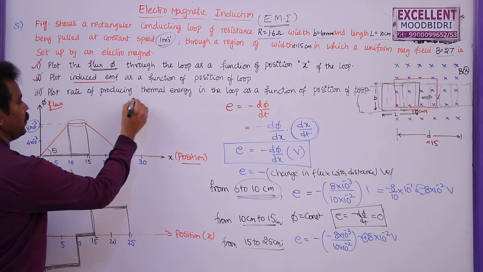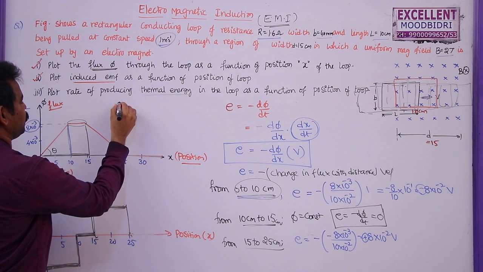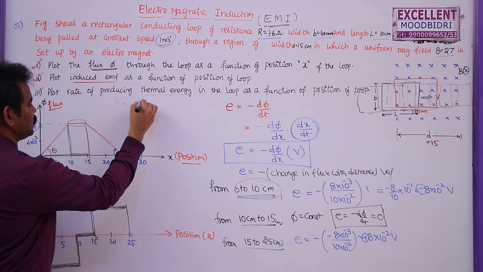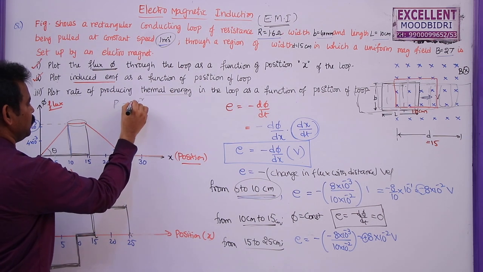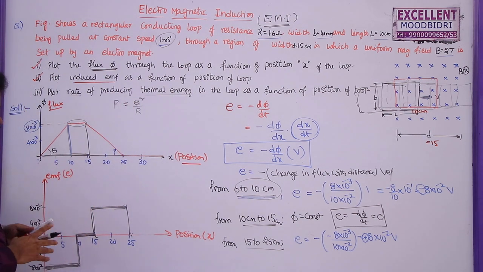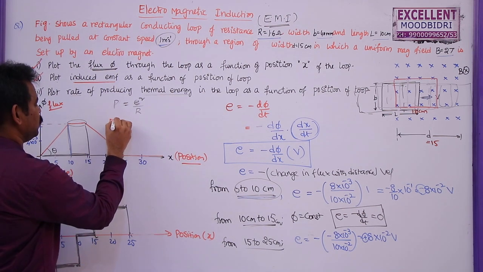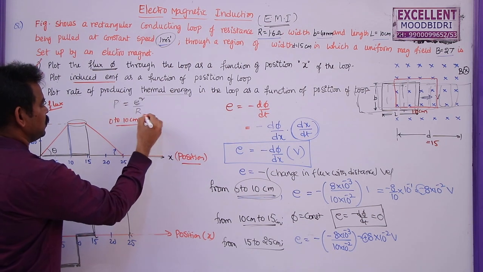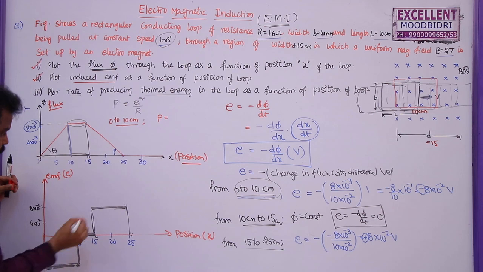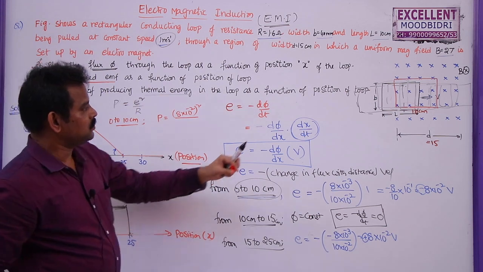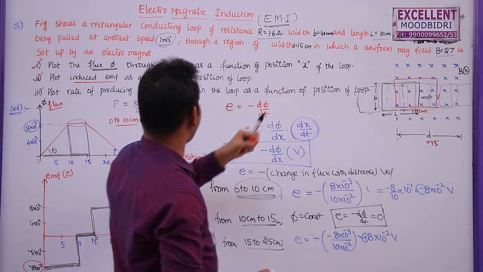Now the thermal energy. Thermal energy is nothing but the power produced, rate of producing thermal energy. That is nothing but power, which is equal to E square by R. Now from 0 to 10 centimeters, the EMF is minus 8 into 10 power minus 2. So what is the power from 0 to here? From 0 to 10 centimeters, the power is given by EMF, minus 8 into 10 power minus 2 whole square, by resistance of this coil. Here it is given as 1.6 ohms.